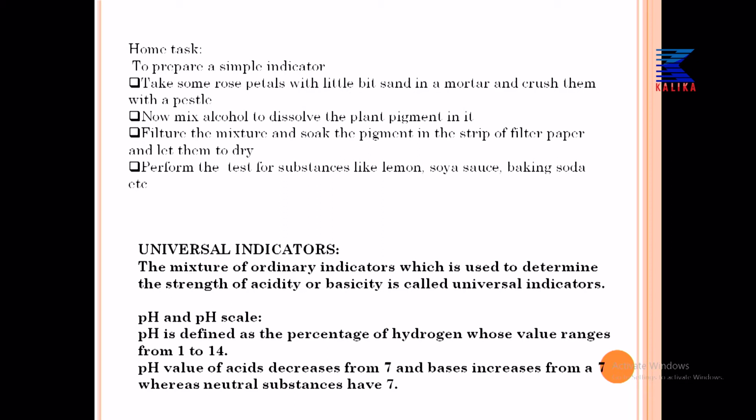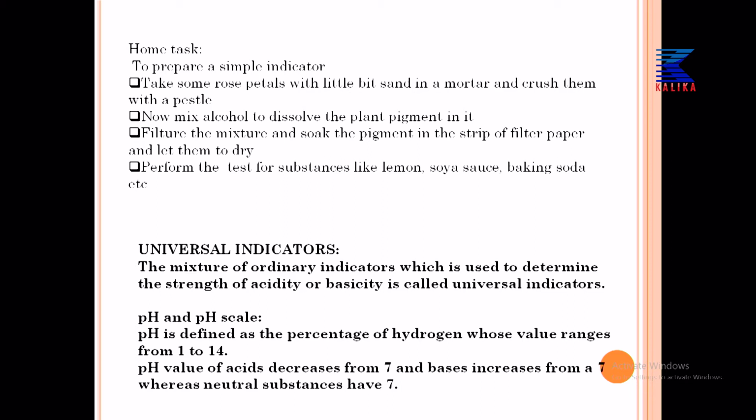Now, we discuss the universal indicator. What are indicators? Indicators are substances which only identify, but universal indicators are mixtures of ordinary indicators, used to determine the strength of acidity or basicity. That means, by using the universal indicator, not only is the given substance identified as acid, base or salt, but along with this the strength of that substance can be known. That is the beauty of the universal indicator.